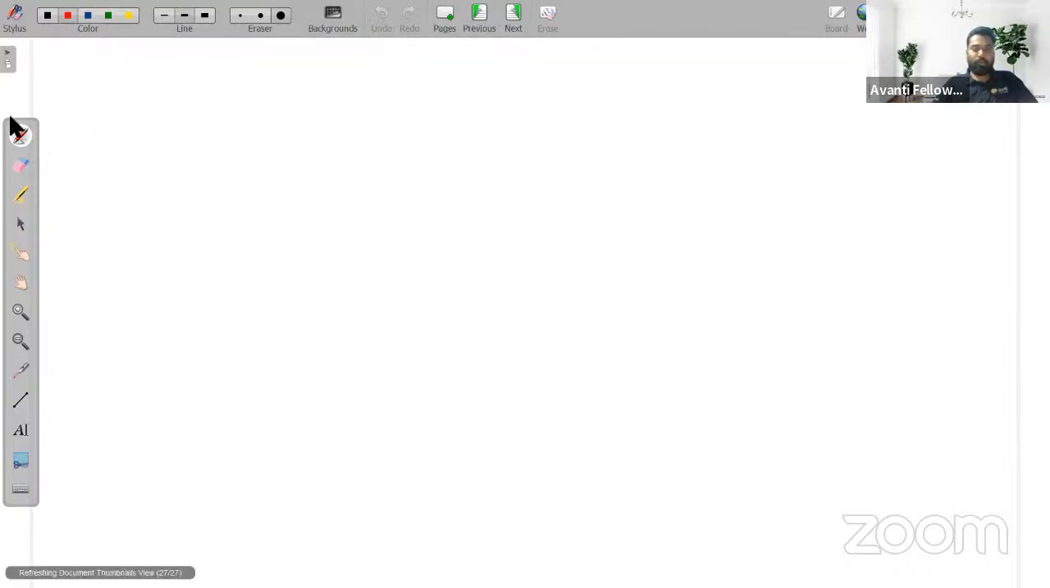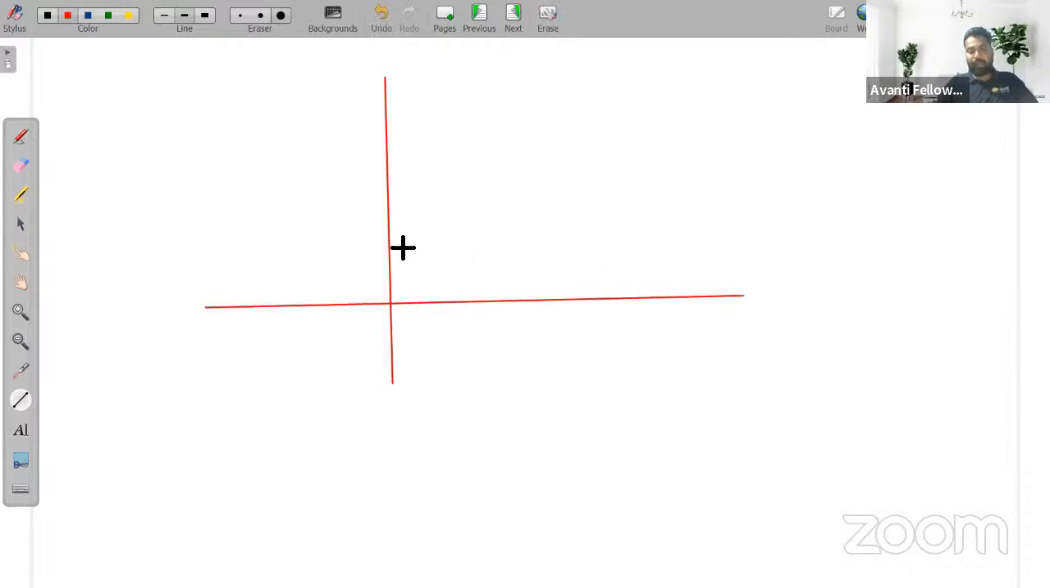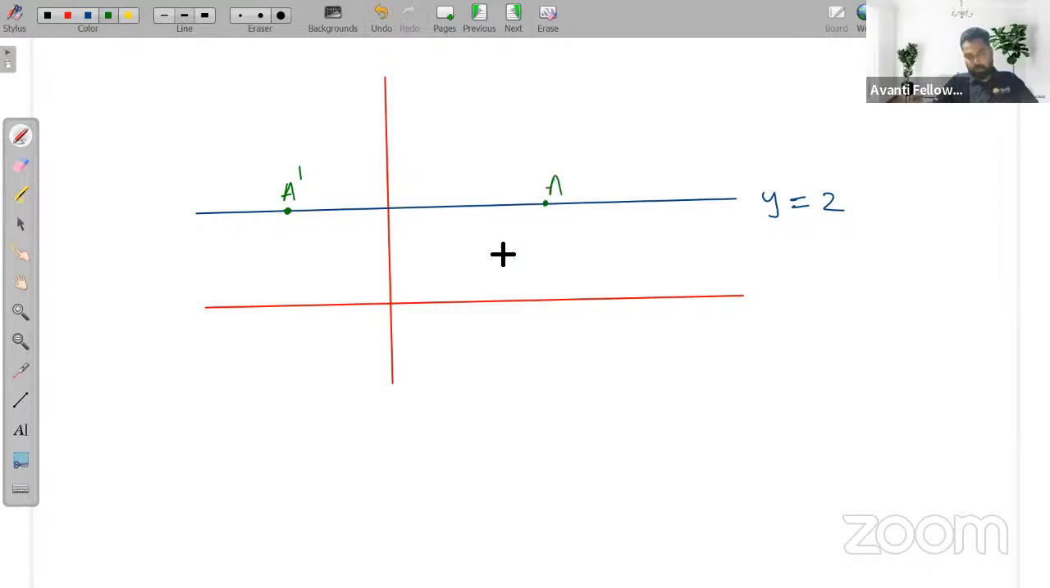Okay, I'm doing the figure first. It is given that A and A dash are two points lying on the line y is equal to 2. This is the line y is equal to 2. Suppose this point is my A dash and this point is A.